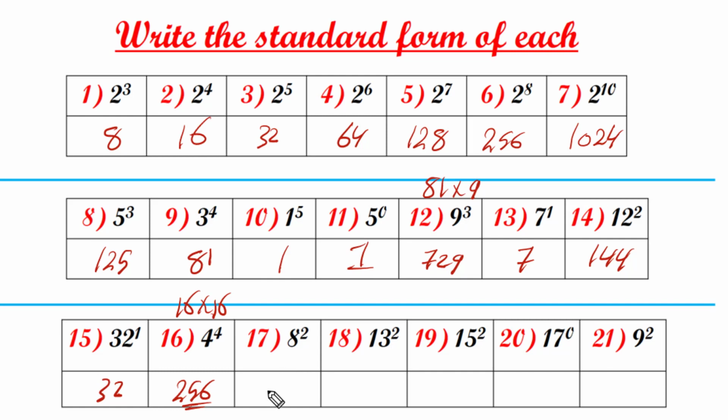8 squared equals 64. 13 squared equals 169. 15 squared means 15 times 15 equals 225. 17 raised to the power 0 equals 1. We studied before, the power of 0 equals 1. 9 squared means 9 times 9 equals 81.